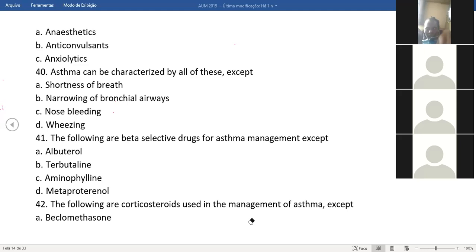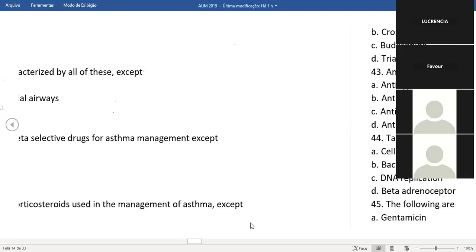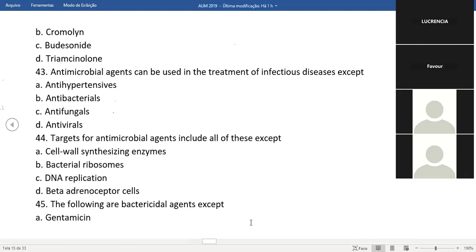The following are beta selective drugs for asthma, except aminophylline. What class is aminophylline? Methylxanthines. The following are corticosteroids used in the management of asthma, except beclomethasone, bromelain, budesonide, triamcinolone.